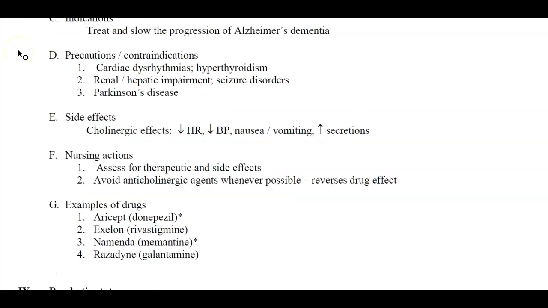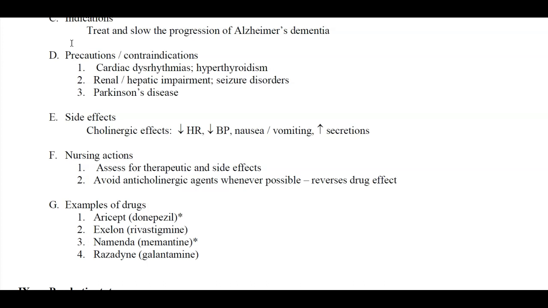Precautions and contraindications include cardiac dysrhythmias, hyperthyroidism, renal and hepatic impairment, seizure disorders, and Parkinson's disease. Side effects include cholinergic effects, which include decrease in heart rate, decrease in blood pressure, nausea, vomiting, and increase in secretions. Nursing actions include assessment for therapeutic and side effects.